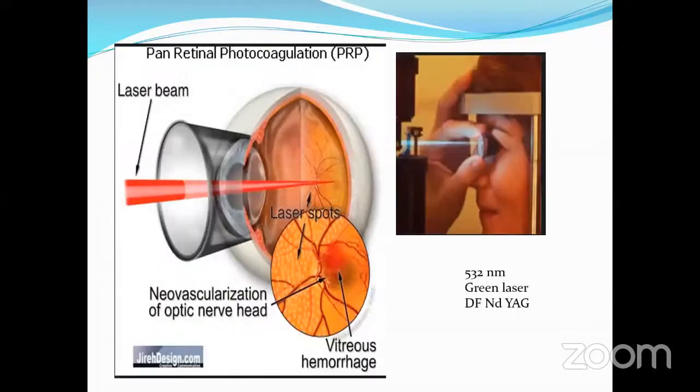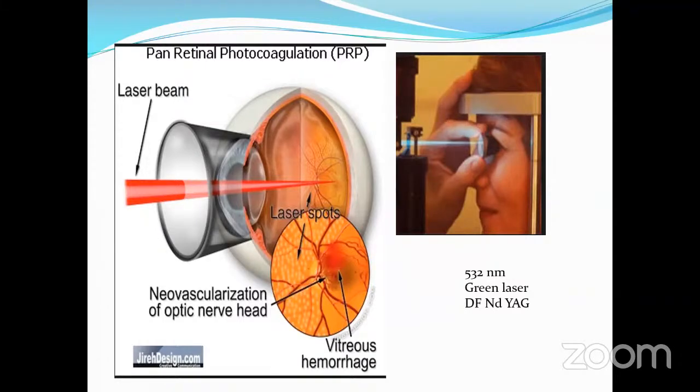Now, there is something called pan-retinal photocoagulation. This is usually done for proliferative retinopathies. As you know, the most common proliferative retinopathies are proliferative diabetic retinopathy and the retinopathy following a CRVO. There are other conditions also producing proliferative retinopathy. So, for any condition producing proliferative retinopathy, we do a pan-retinal photocoagulation.